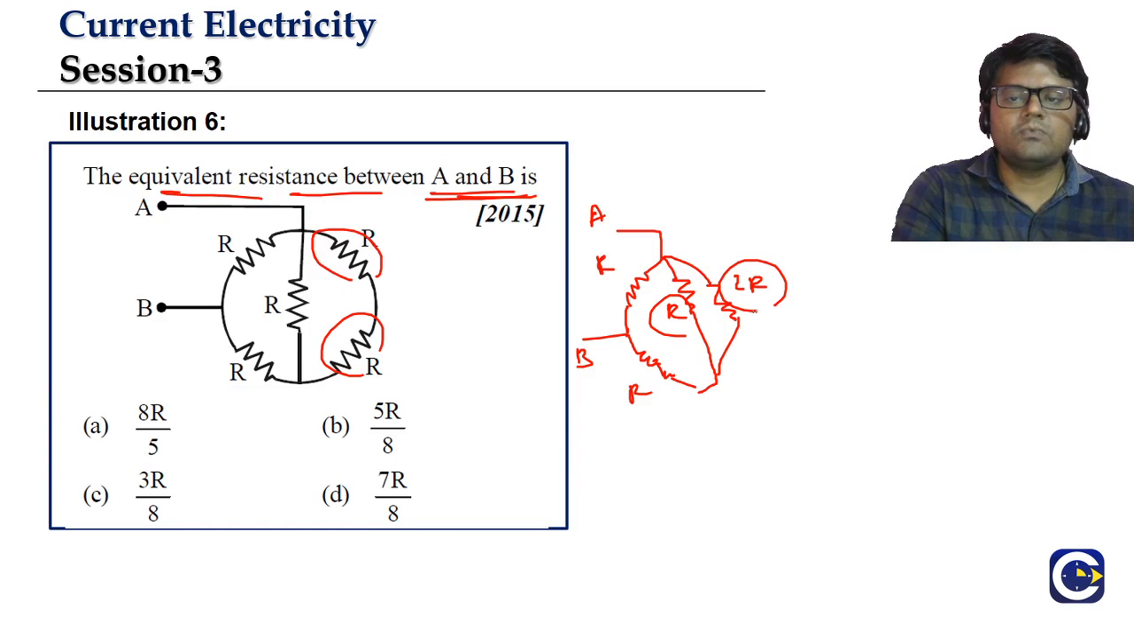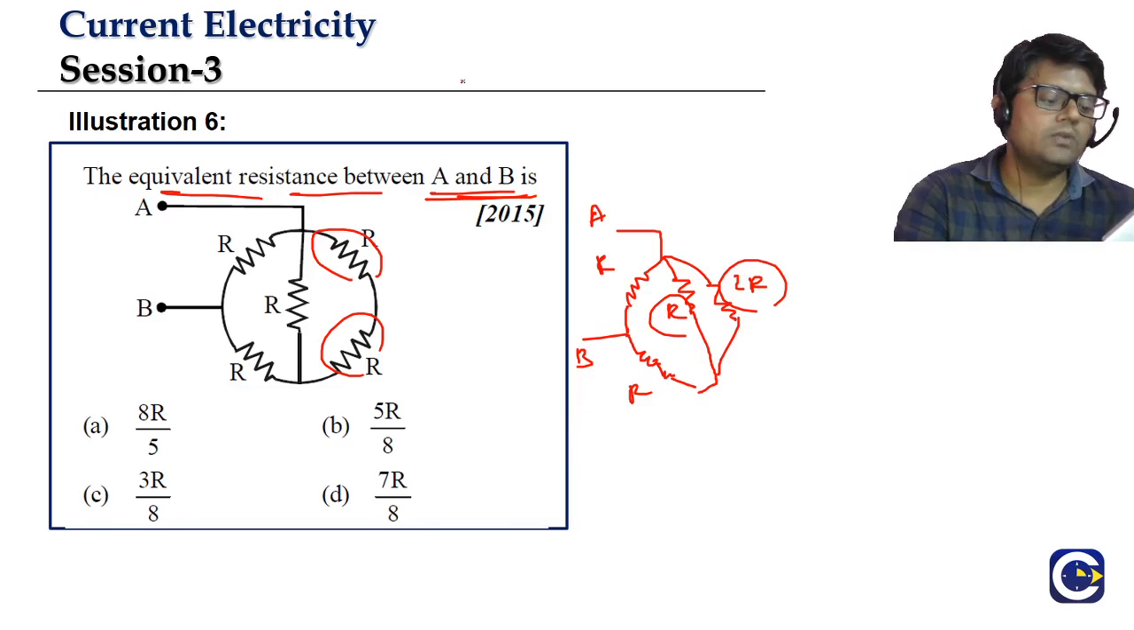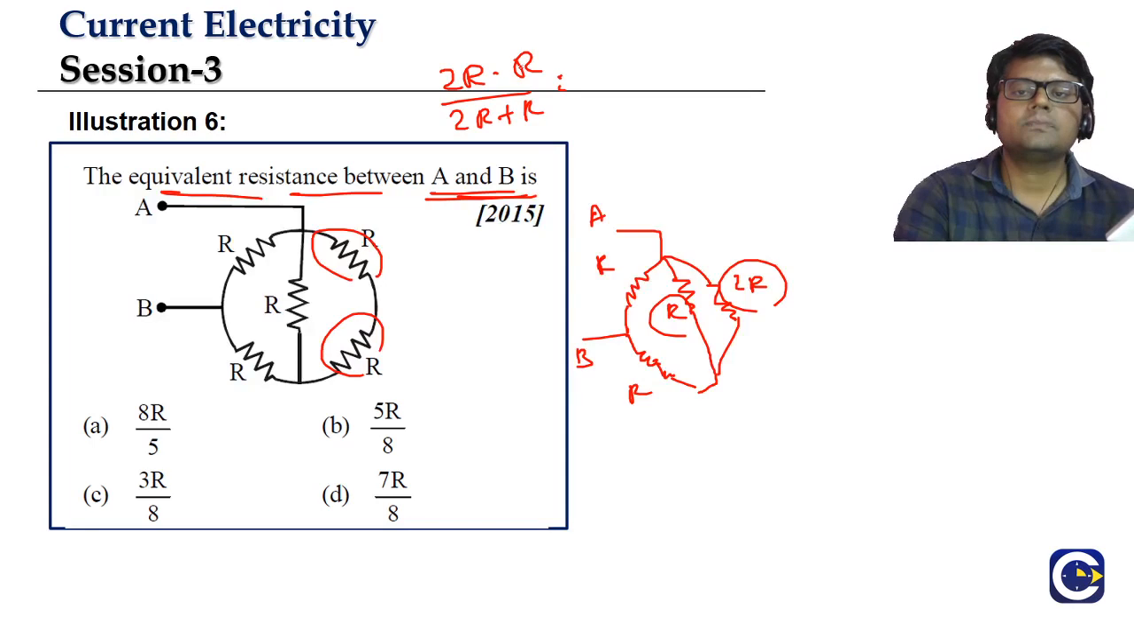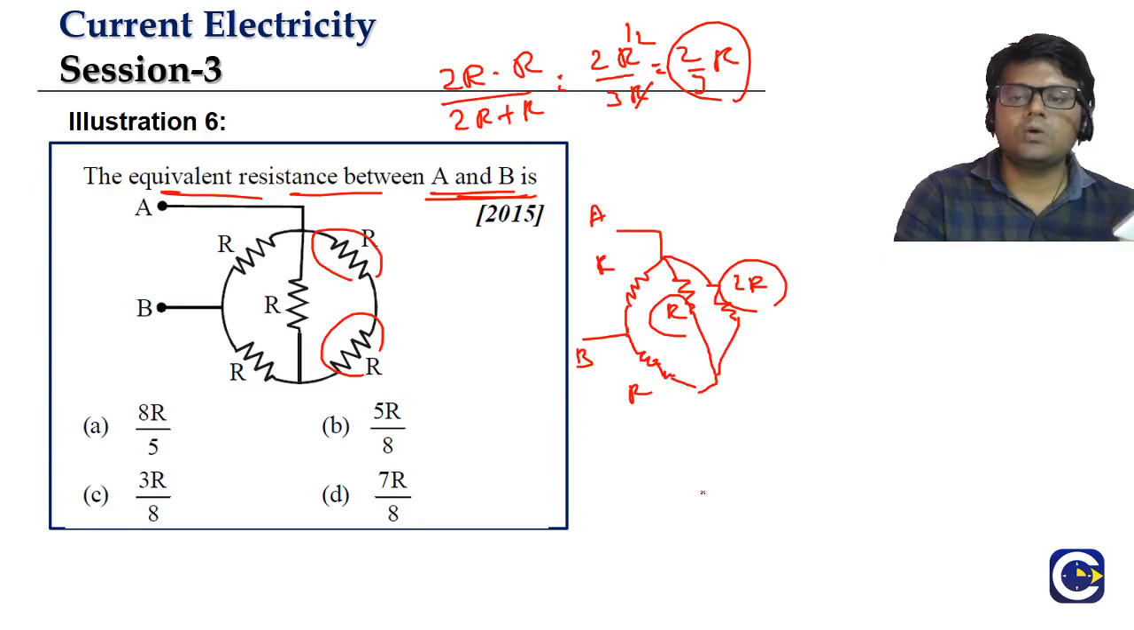2R are in a parallel combination. So for a parallel combination, the equivalent resistance value is R1 R2 by R1 plus R2. 2R into R by 2R plus R, this is 2R square by 3R. One R is cancelled, so we get 2 by 3R. So the equivalent of both of them will be 2 by 3R.